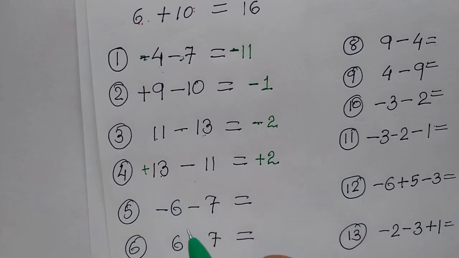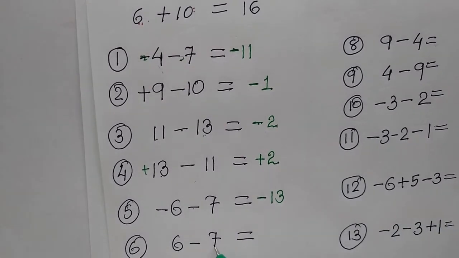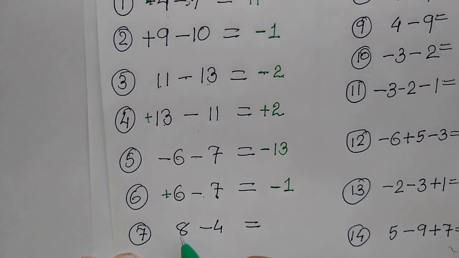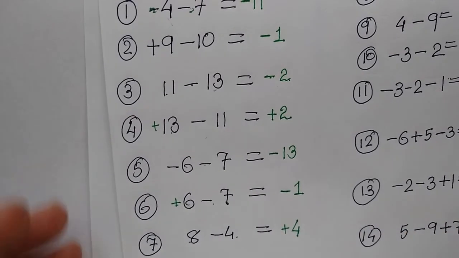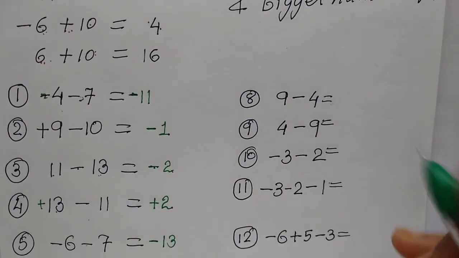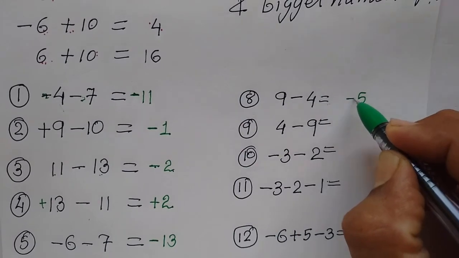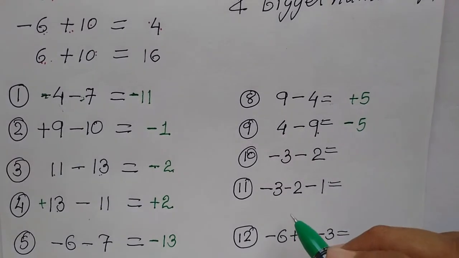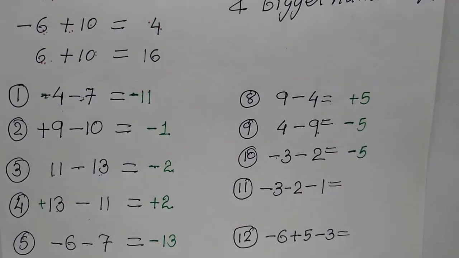Here, same sign, do addition, bigger number sign, minus sign. Opposite sign, okay, plus and minus. Opposite sign, do subtraction, bigger number sign, minus 1. Opposite sign, do subtraction, bigger number sign. Children, speak along with me. 9 minus 4. Opposite sign, do subtraction, bigger number sign. Here also, opposite sign, do subtraction, bigger number sign, minus sign. Same sign, do addition, bigger number sign, minus 3.